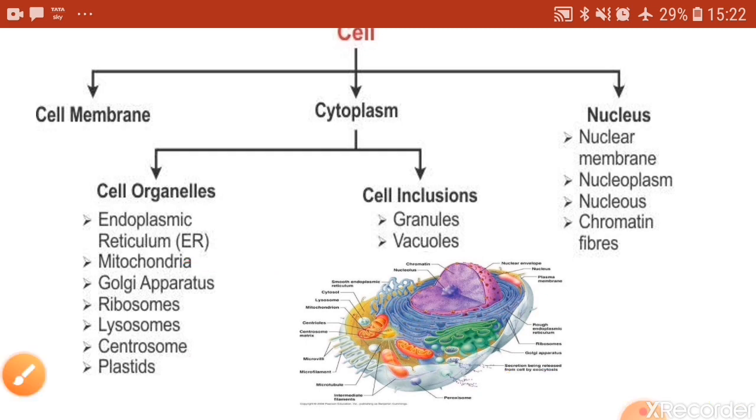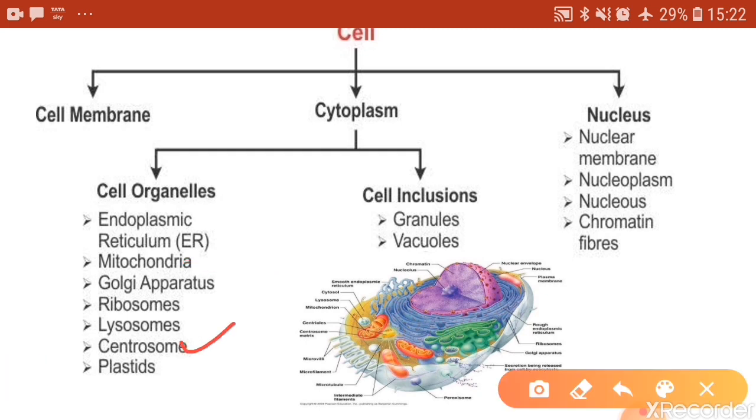Then what else did I say to you? The centrosome and the ribosomes are not surrounded by any membrane. So for now you are learning them as membraneless organelles, but if we go with the definition of organelle, we define it as a membrane bound cytoplasmic structure. So this may not actually be considered an organelle, right?